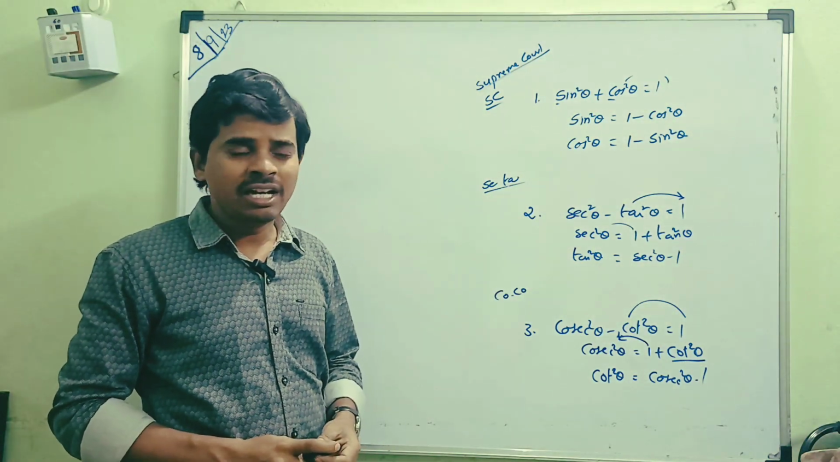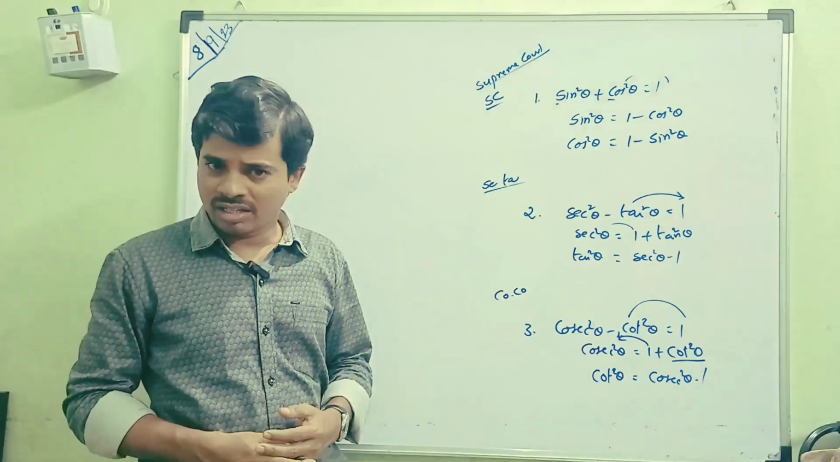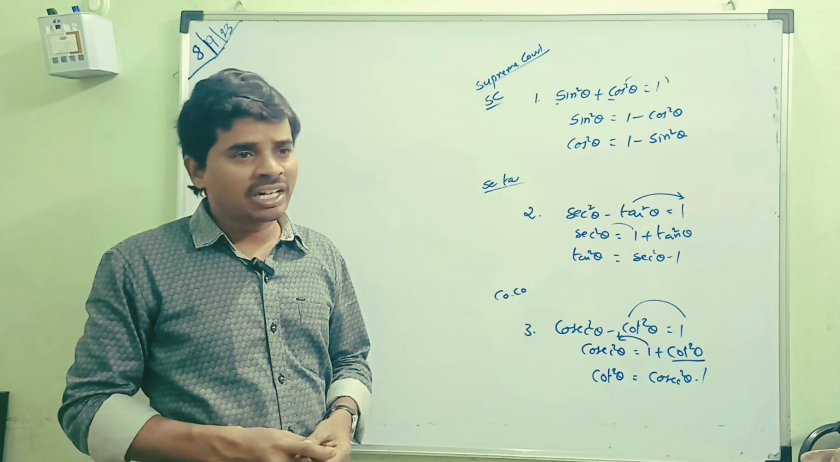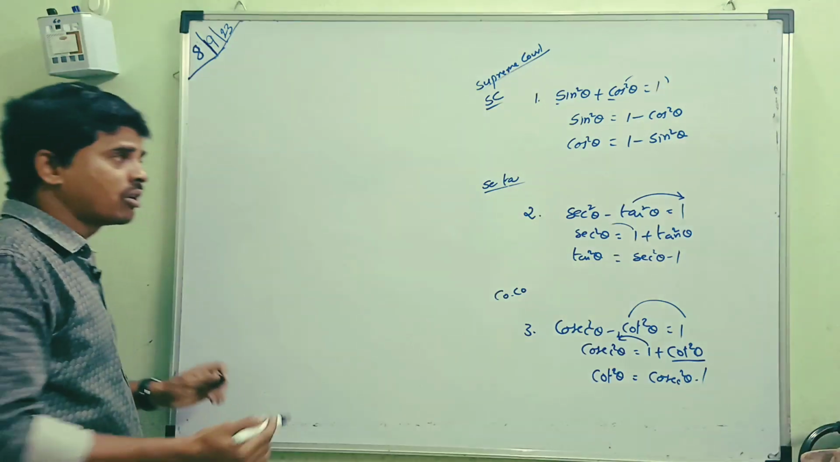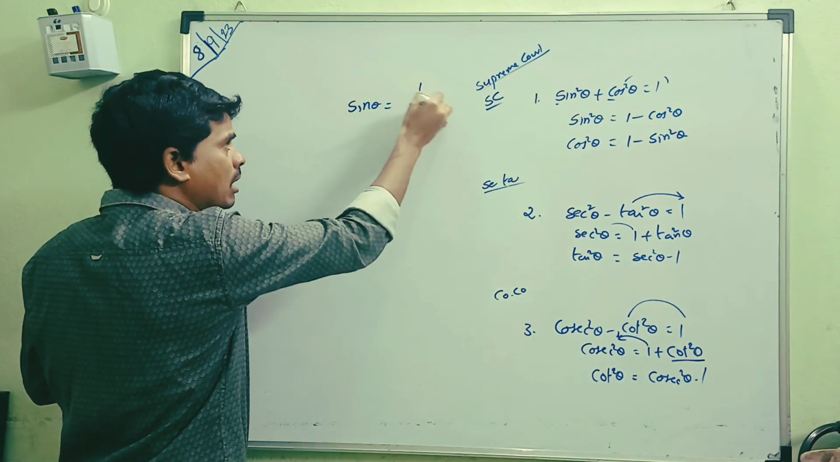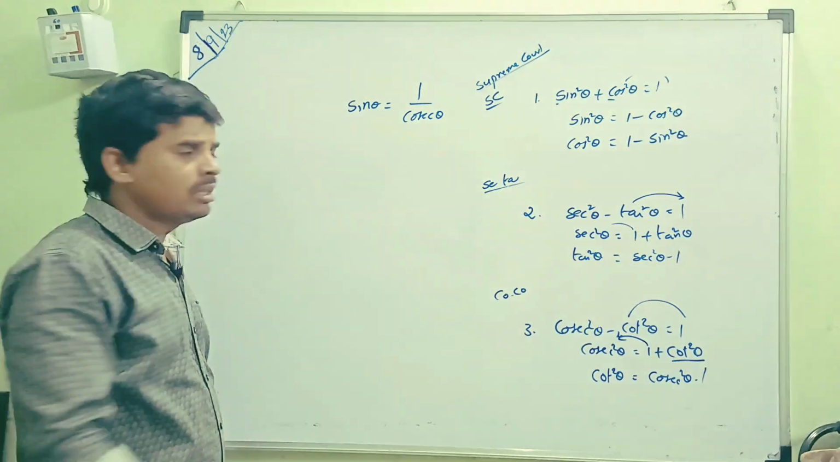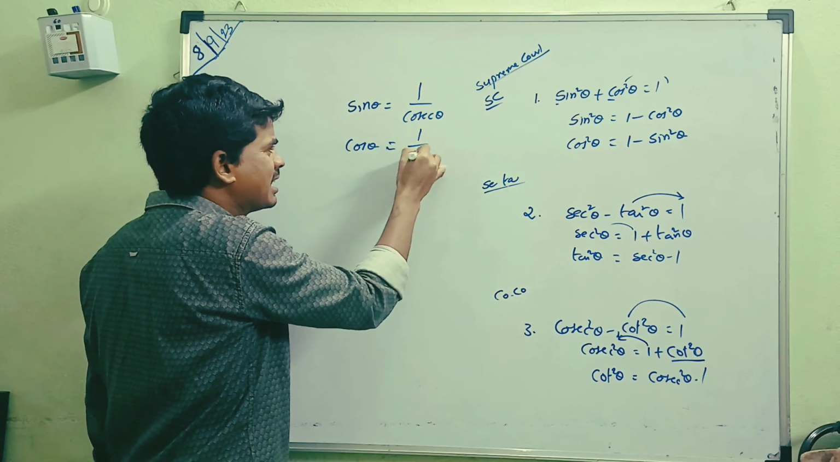And the third category: sin 90 minus theta is equal to cos theta, cos 90 minus theta is equal to sin theta. There are trigonometric identities, ratios. That also we don't use. We use only these identities and reciprocals. Reciprocals means sin theta is equal to 1 by cosecant theta. Okay? And cos theta is equal to 1 by secant theta.